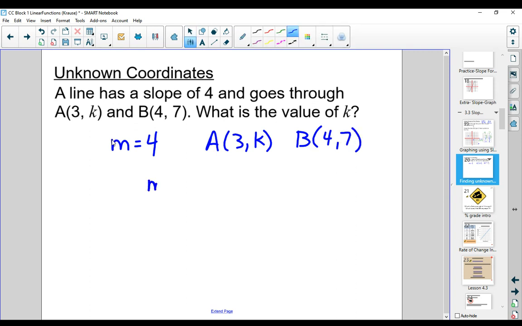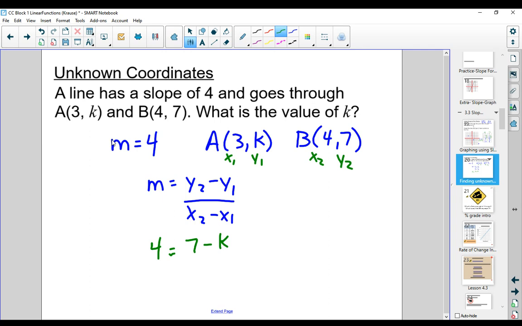So we're going to be using our slope formula, y2 minus y1 all over x2 minus x1. It's always helpful to label your points. And then sub in what you know. We know that the slope is 4. We know that y2 is 7, y1 is k, x2 is 4, and x1 is 3. So simplifying, we have 4 equals 7 minus k, all over 4 minus 3, which is 1.